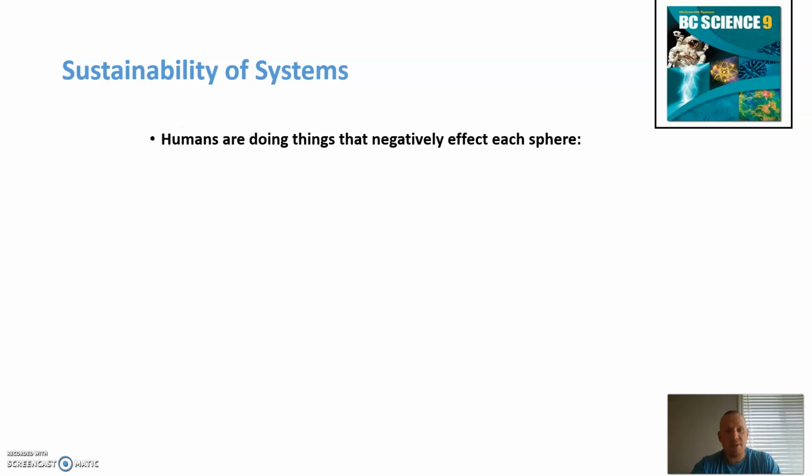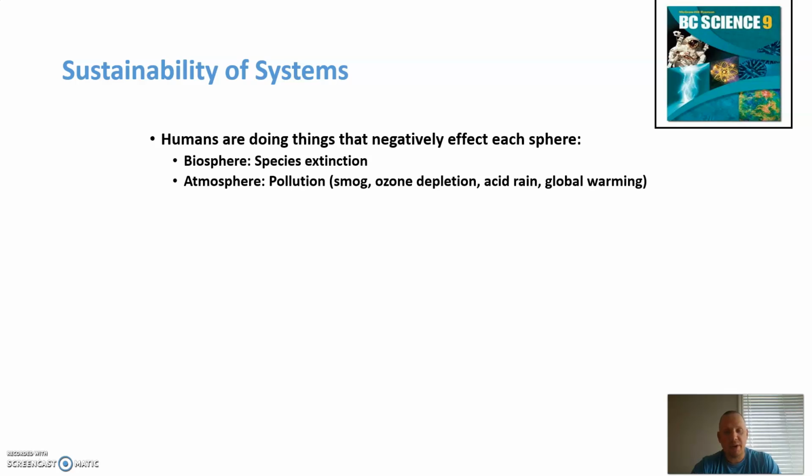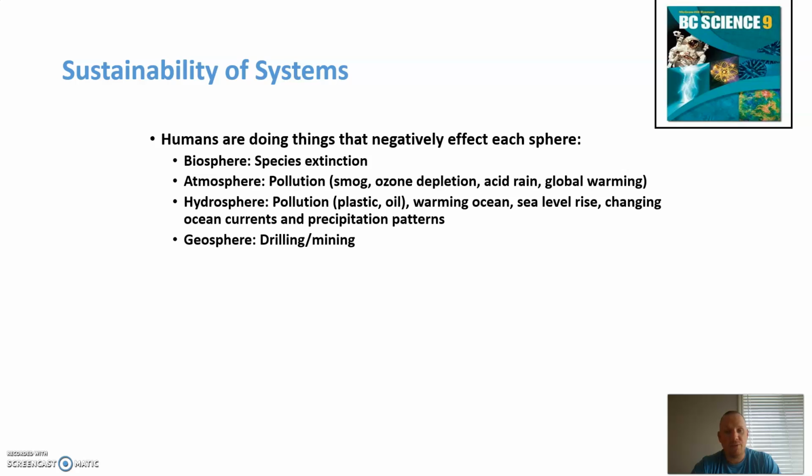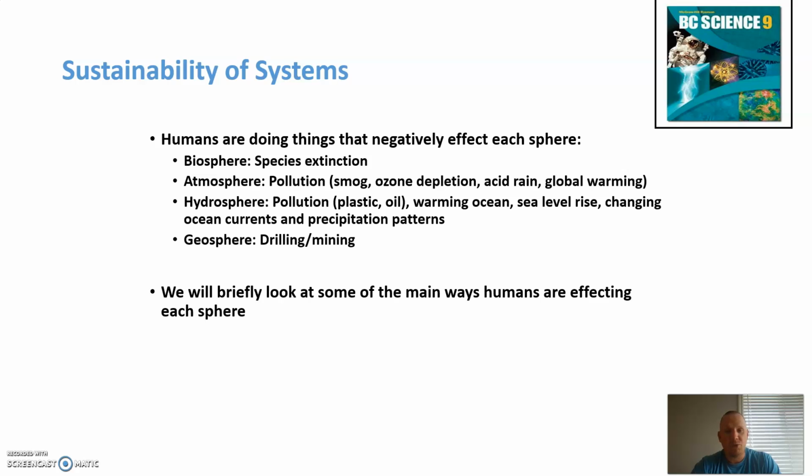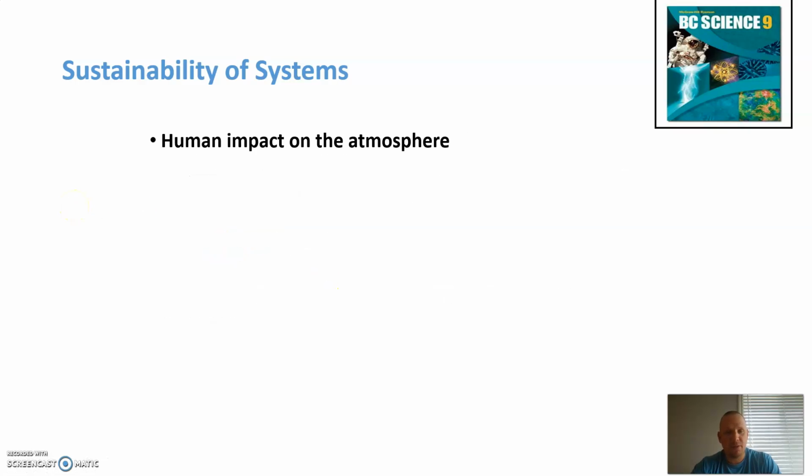So, in our assignment last week, I asked you guys to identify some ways that humans are negatively impacting each of the four spheres. So we're going to start by introducing just a couple ways we're damaging each of the four spheres. So we're going to look at how we're hurting the biosphere and how species are going extinct, how we're polluting the atmosphere, how we're polluting water in the hydrosphere, and how we're drilling into rocks and the geosphere.